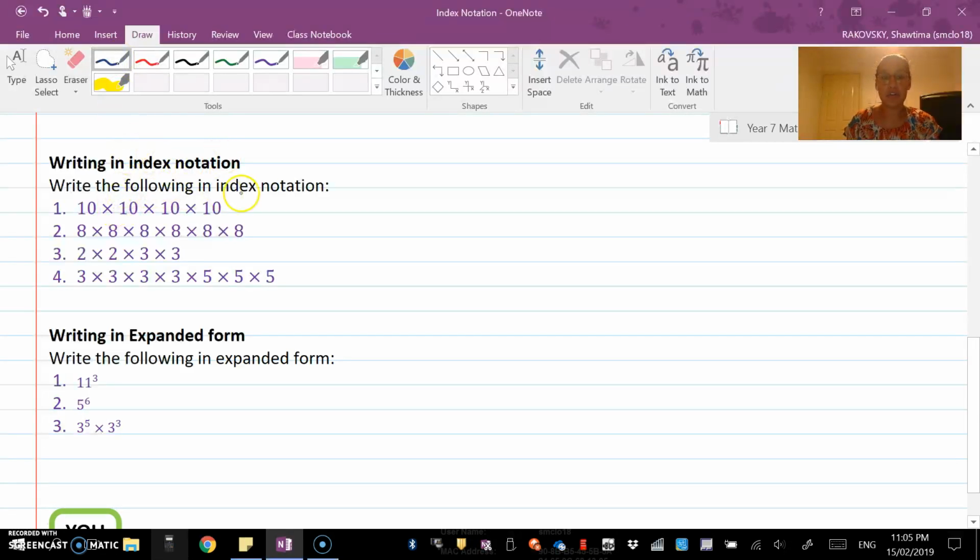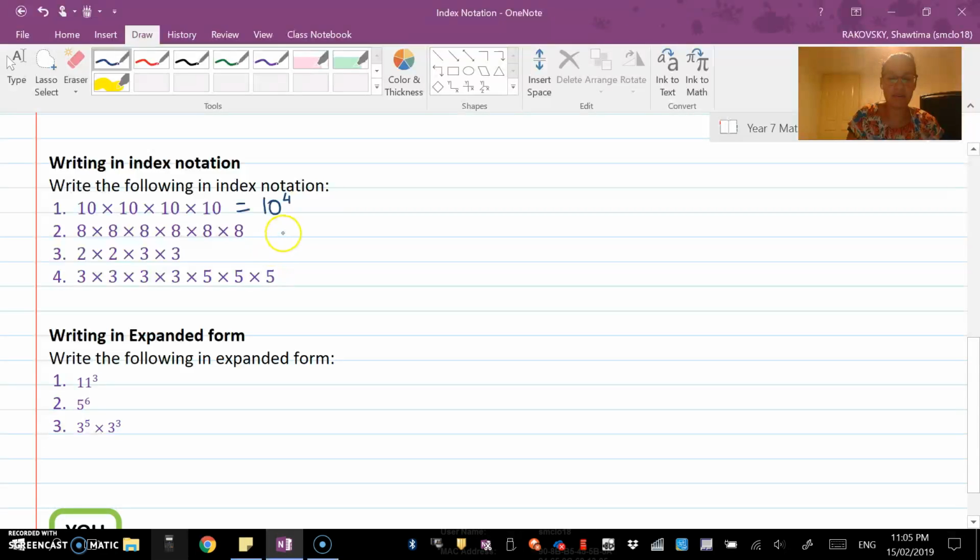So we've already got the problem. It's 10 times 10 times 10 times 10, and we're being asked to write it in index notation. So I'm going to get my equal sign. I'm going to identify my base, so that's going to be 10 because it's the number being multiplied by itself. Then I'm going to count out how many 10s I have. 1, 2, 3, 4. Then I write it as a little 4 above.